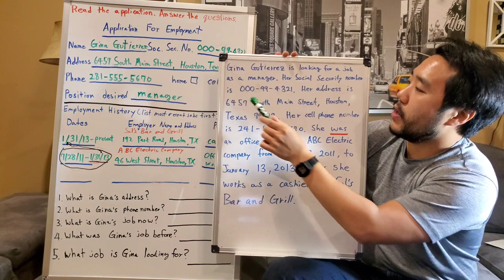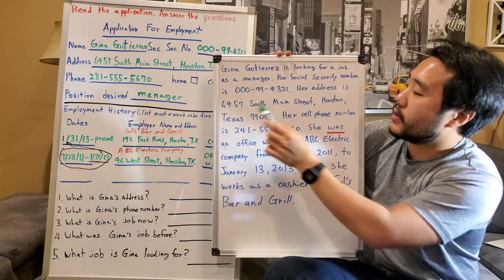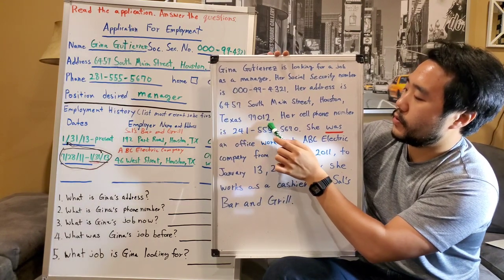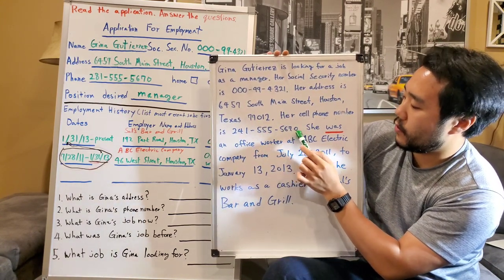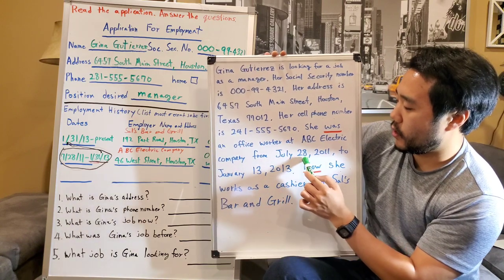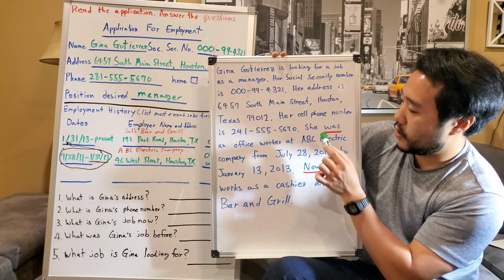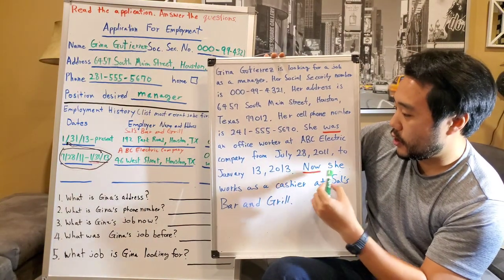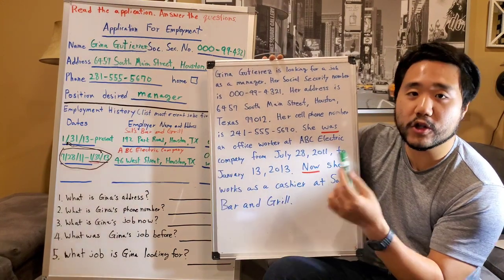Her social security number is 00099-4321. Her address is 6457 South Main Street, Houston, Texas, 77012. Her cell phone number is 281-555-5670. She was an office worker at ABC Electric Company from July 28th of 2011 to January 31st of 2013. So here I talk about her previous job using the word was. Now she works as a cashier at Sal's Bar and Grill. So here I use now to talk about her job right now.